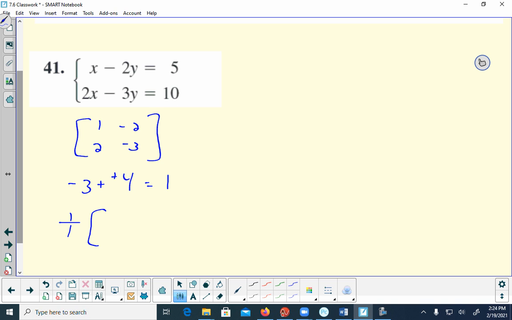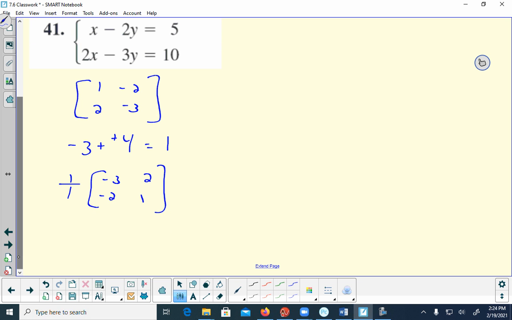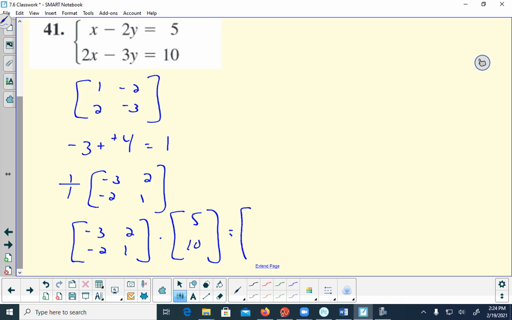The -3 and the 1 switch places. This 2 becomes positive. This 2 becomes negative. So now my inverse is just going to be -3, 2, -2, 1. So I take my inverse and I multiply it by my answers, which are 5, 10. And when I do that, I should get my x and my y.